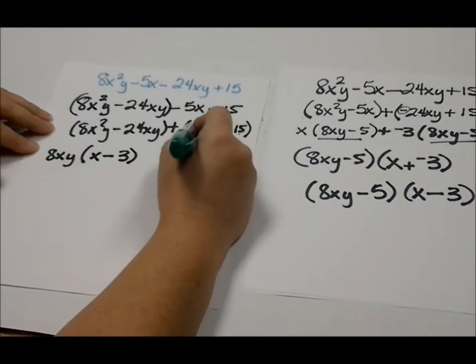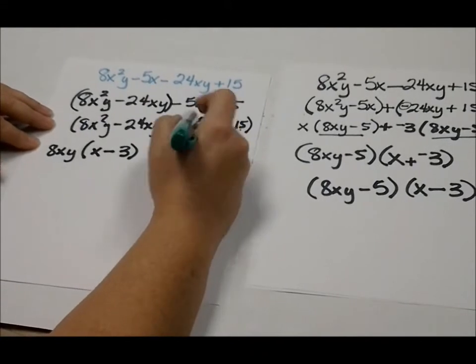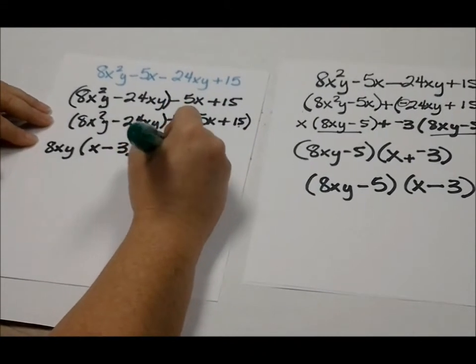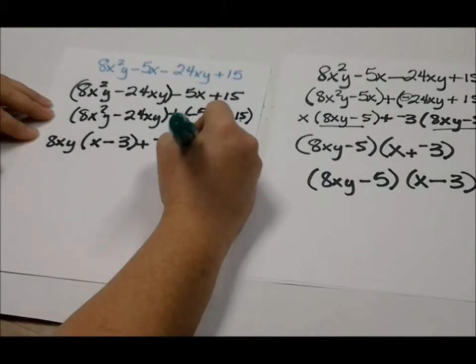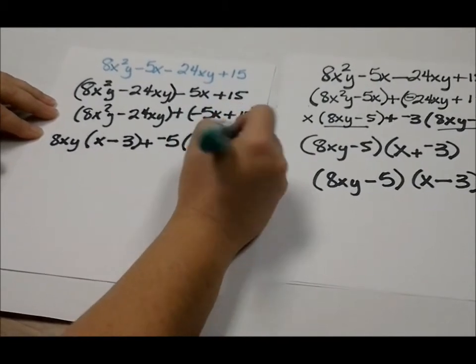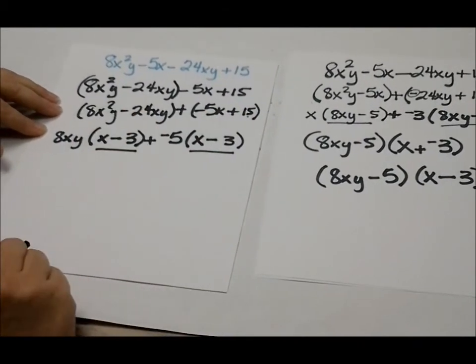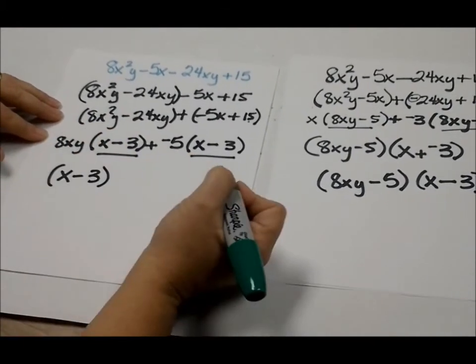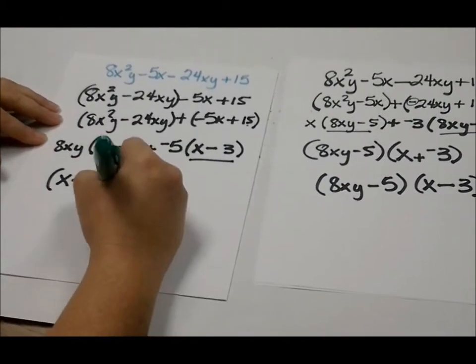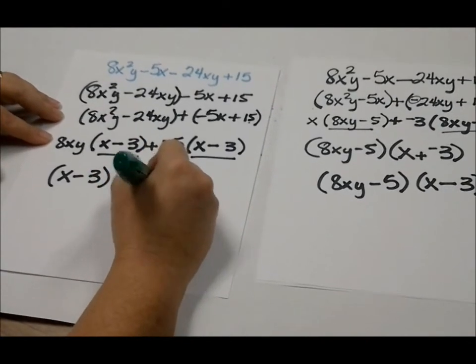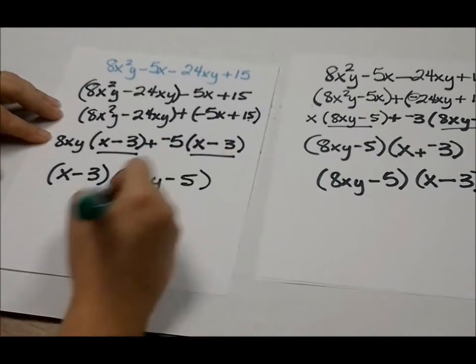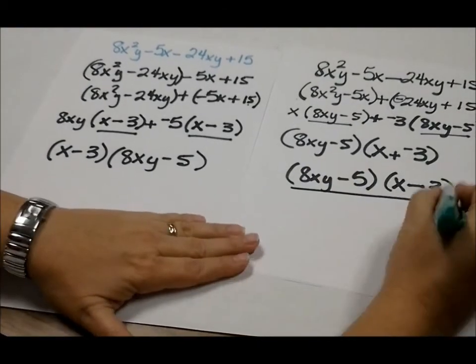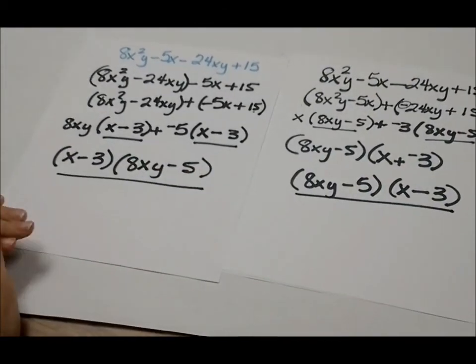And then here, my leading term is negative 5, so I'm going to pull out a negative 5, and I'm left with positive x minus 3. These terms are the same, so I'm going to take out my greatest common factor, which is very complex at this point, and I'm going to have 8xy minus 5, and because of the commutative property, these both factor to the same term.